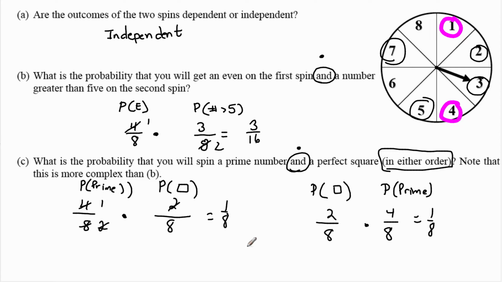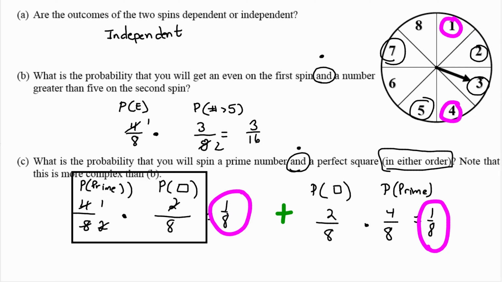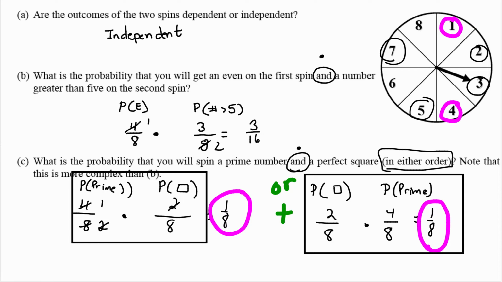Now, what am I going to do with the 1/8 I had here, the 1/8 I had there? I'm going to add them together because it said I can win this way or this way. So now we're going to go back to that first page, right?